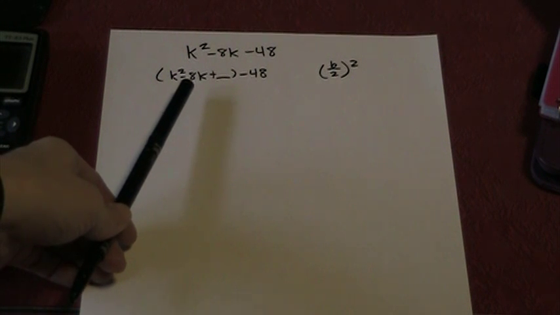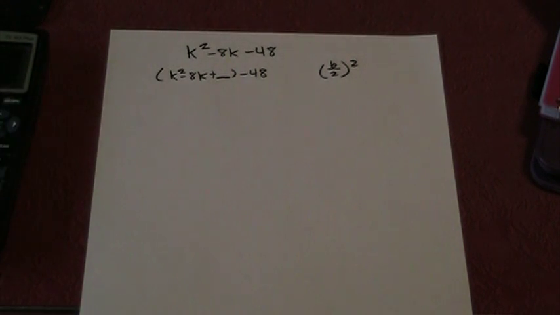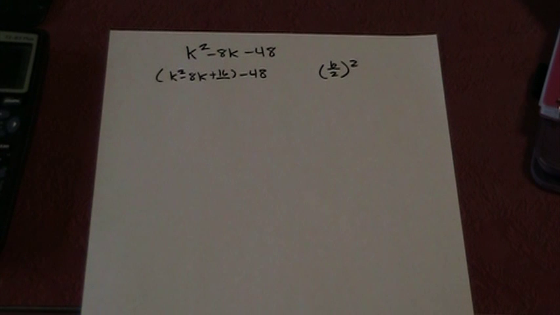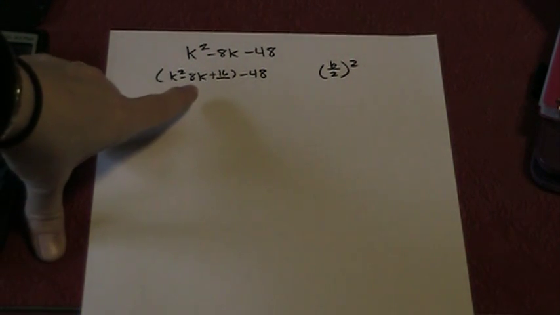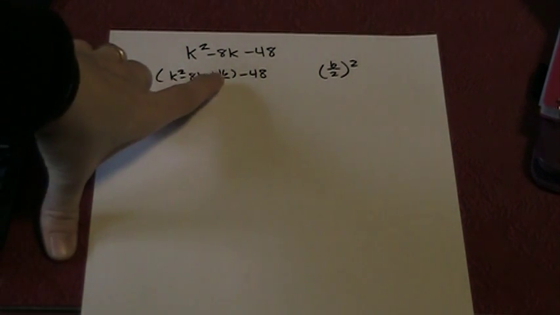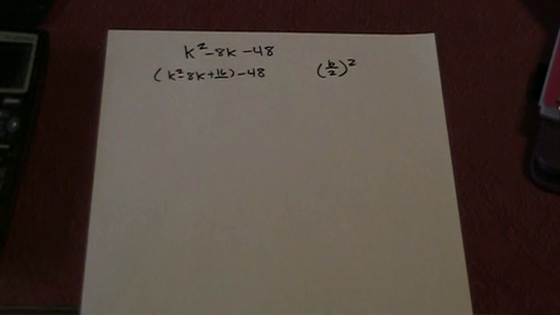So negative 8 divided by 2 would be negative 4. And if I square that, I get positive 16. So that's the number I want to put in this blank to complete the square. Because if I did the X puzzle here, I would get k minus 4 squared, which is a binomial squared. That's what I want. But I have to remember that if I add 16 here, I have to subtract it from the end because we can't change the value of the expression. So whatever I add, I have to subtract, so I'm not changing anything.